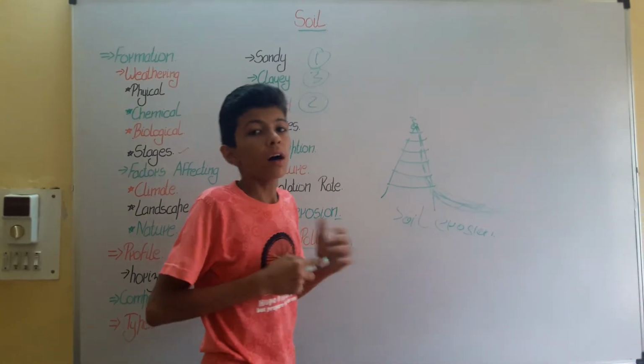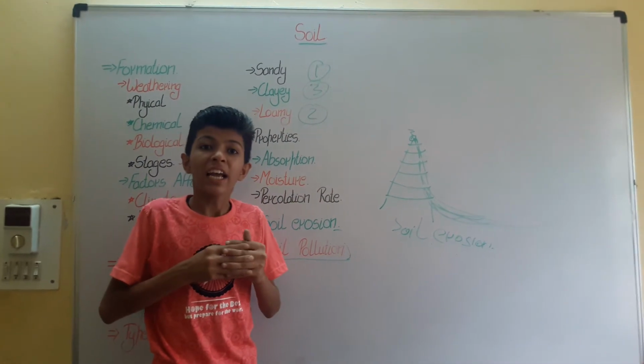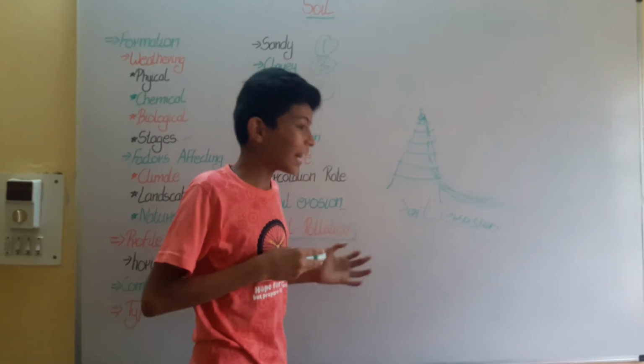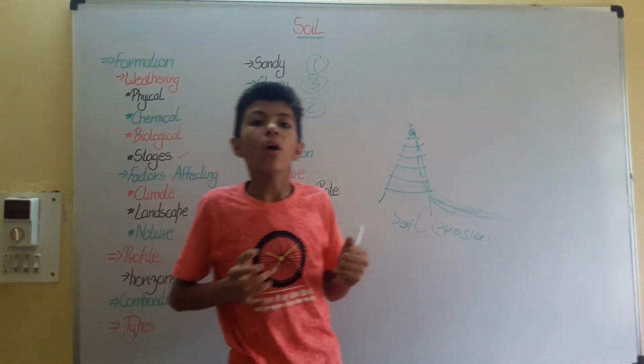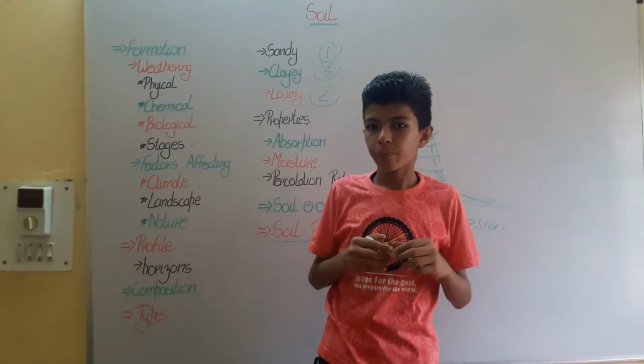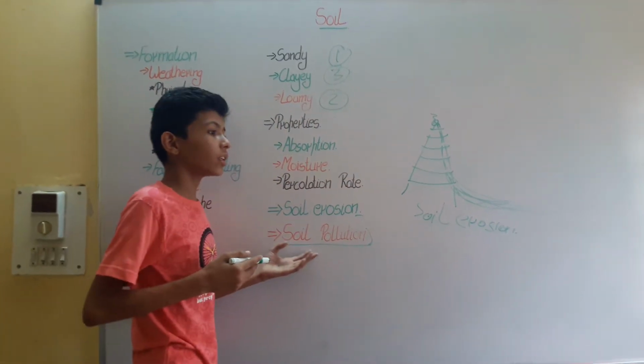What is barren? A barren is a type of soil which is useless. Nothing can be grown on this type of soil.